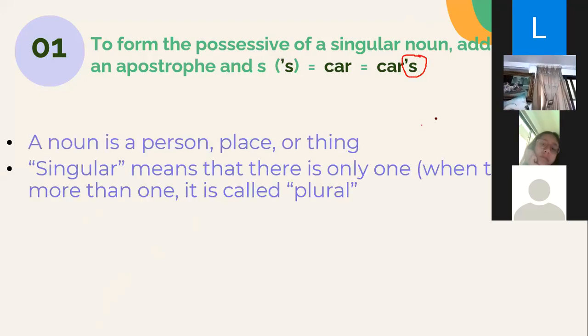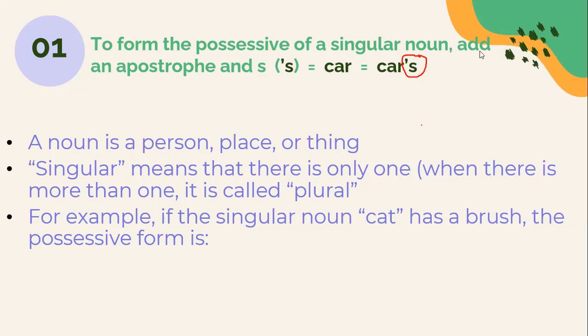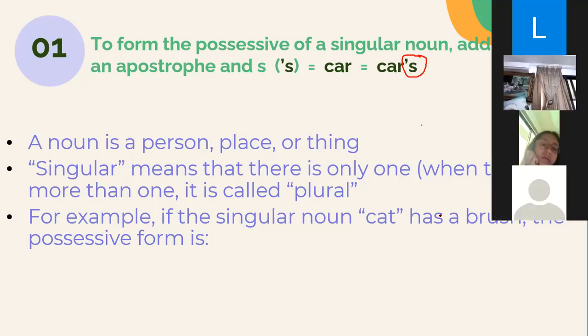So a noun is a person, place, or thing. Singular means there is only one noun. Plural means there is more than one. So if the singular noun cat has a brush, the brush belongs to the cat. The cat is the owner, so I have to start with the cat. What should I do here? Since cat is singular, I say cat's brush. I add apostrophe then s. Cat is a singular owner, so I have to add apostrophe then s. Cat's brush. Clear?